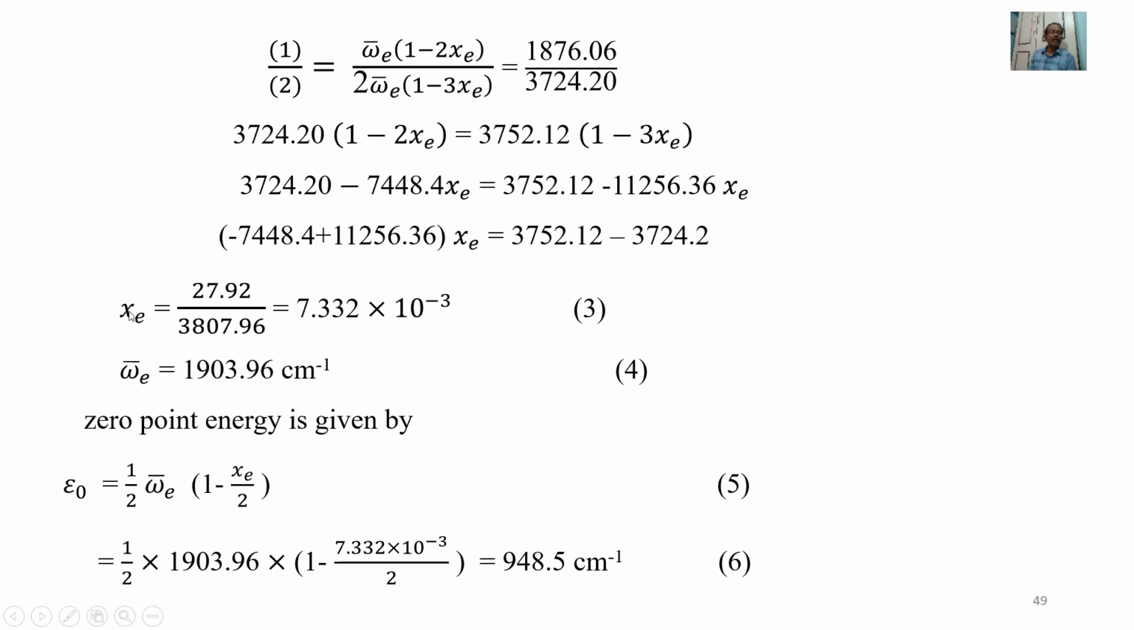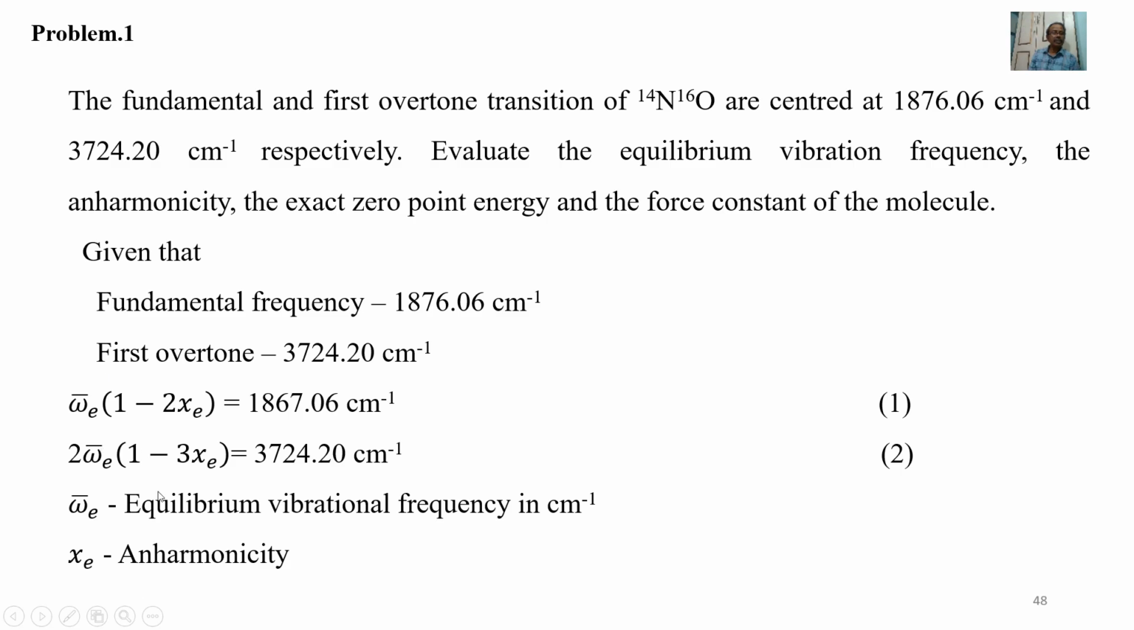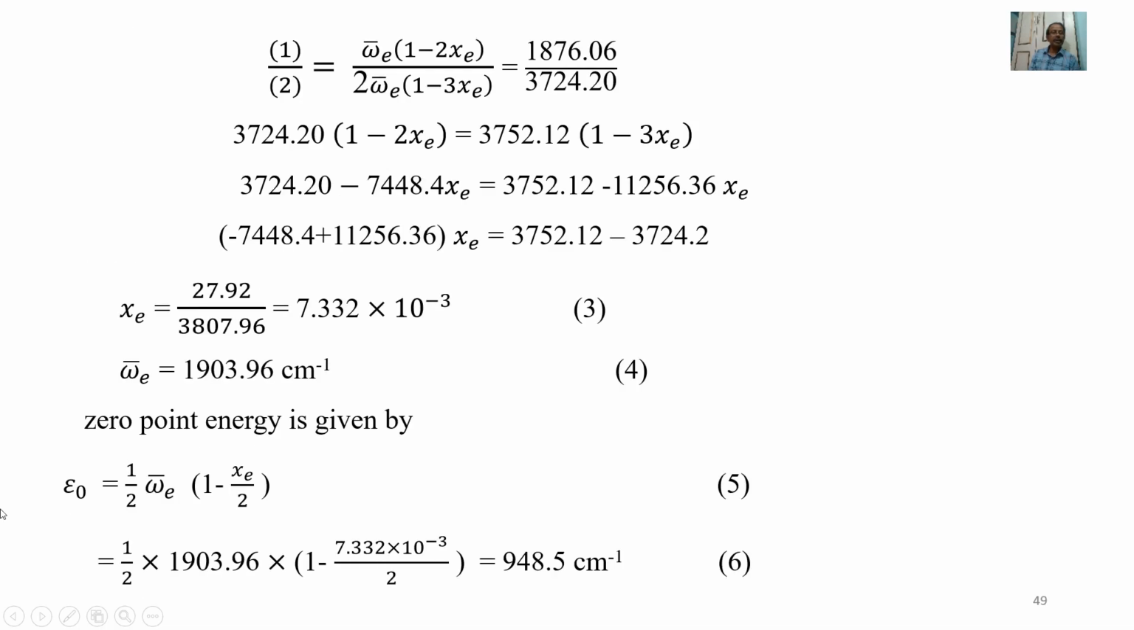And x is nothing but the anharmonic constant. So we can also get the oscillation frequency. Substitute the value of xe here, and we can get omega e. Either here or here, one can get the value of omega e, the oscillation frequency, which is equal to 1903.96 cm^-1.